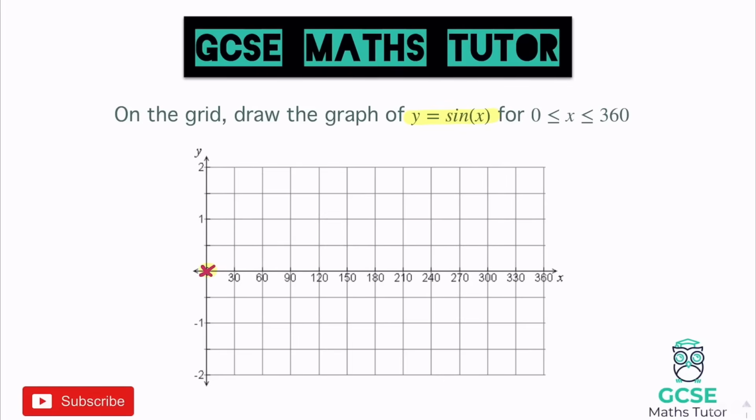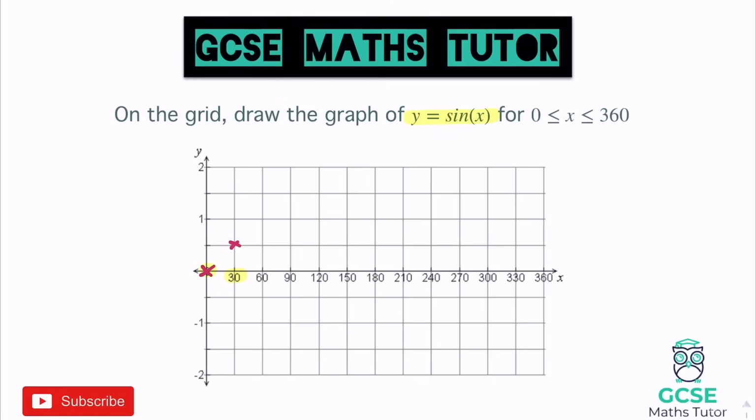Then I'm just going to move along the x-axis. So I'm going to do 30, and then 60, 90, 120, all the way up to 360. I'm going to try and do them as quickly as I can. I'm just on my calculator now, typing in sine 30, inside the bracket, and I get a half. So I'm going to plot that as best as I can. It's quite nice on this graph here.